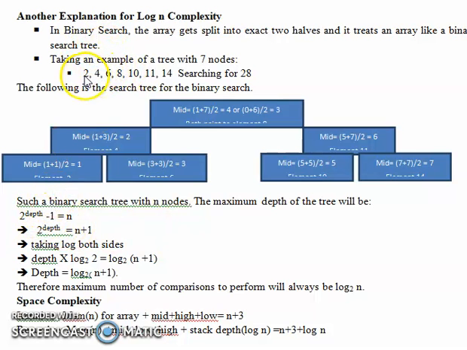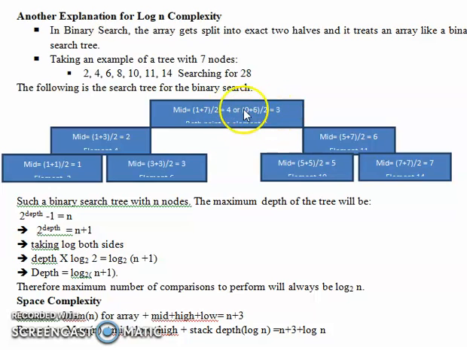Suppose you have 7 nodes in the array, consisting of 2, 4, 6, 8, 10, 11 and 14, and we are searching for the number 28. Now for these 7 nodes, we will add 1 plus 7 divided by 2. If we take index 0, then we will take 6 here, and since I have taken 1, we will add 7 and divide that by 2, so we'll get 4. And if we take 0 plus 6, we'll get 3.